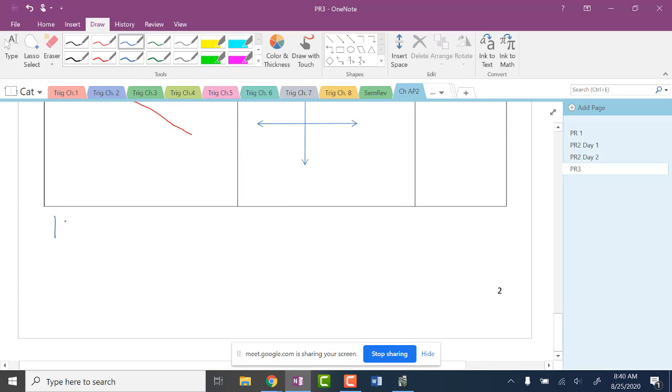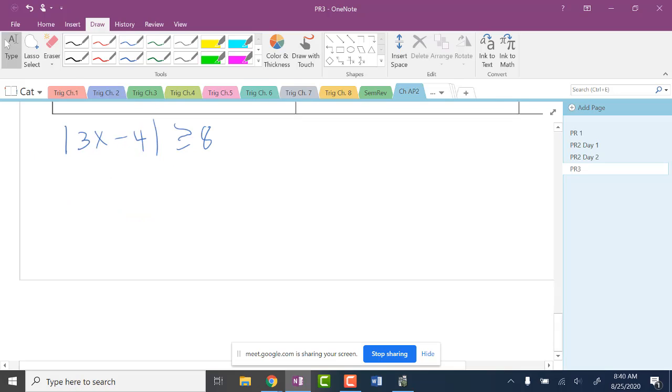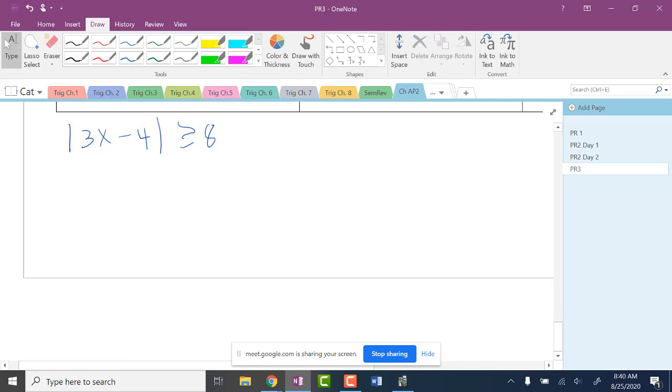Let's say it's like absolute value of 3x minus 4. And let's say greater than or equal to, let's just say 8. We'll probably get some fractions here. It's not a big deal. Okay, so here's how you attack this. There's an infinite amount of answers to this. We got to assess what they are.